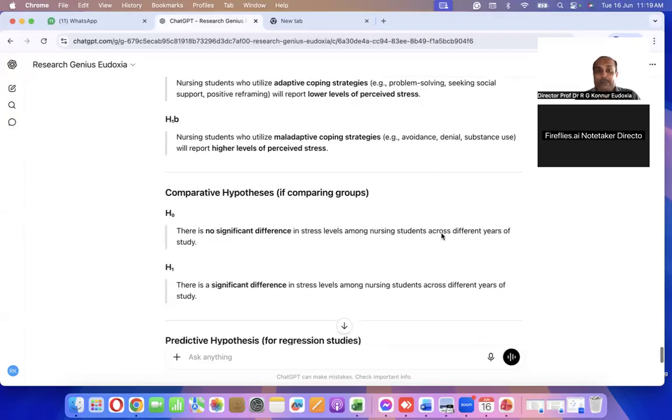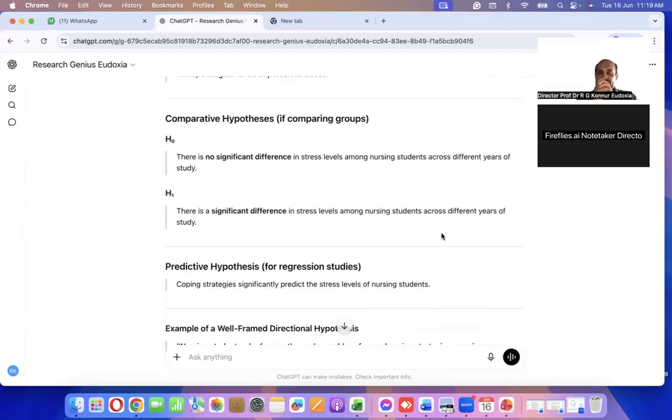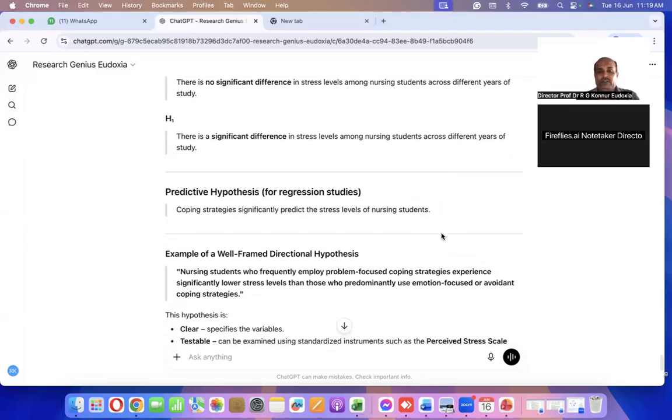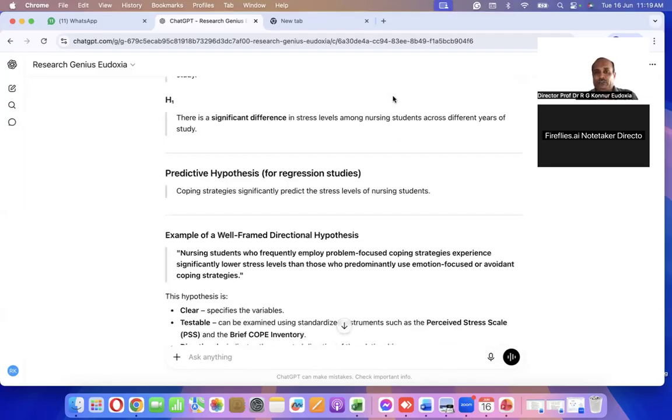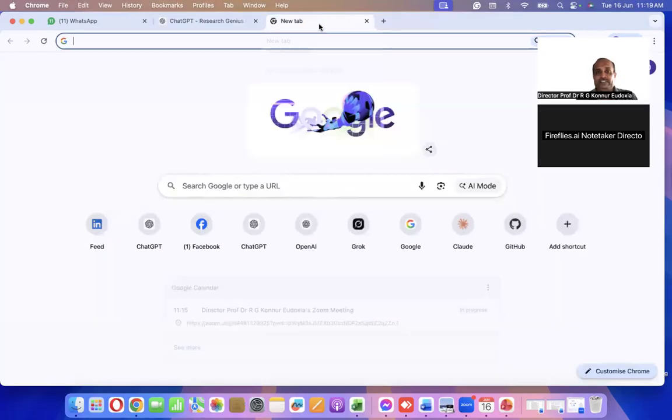Next, you can have a comparative hypothesis: there is no significant difference in stress levels among nursing students across different years of study. Then the alternate: there is a significant difference in stress levels among nursing students across different years of study. Next is the predictive hypothesis: coping strategies significantly predict the stress levels of nursing students. So you can use ChatGPT, especially Research Genius.